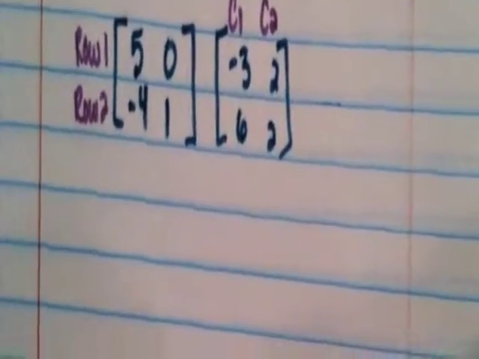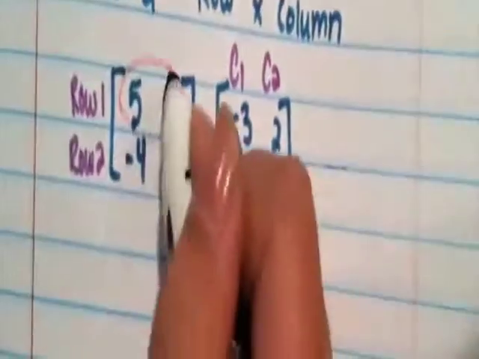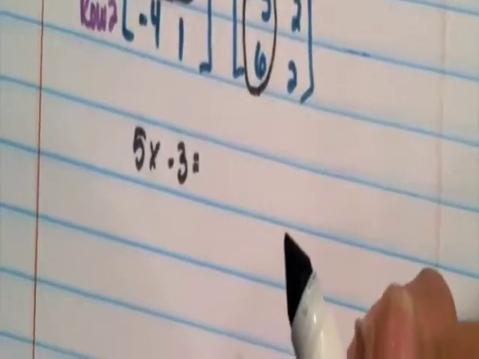Our first step is pretty simple. It's just like 1 by 1, but you're doing it more and more. It's kind of repetitive. First you do row 1 times column 1. So it's 5 times -3, which equals what, Kayla? It equals -15.